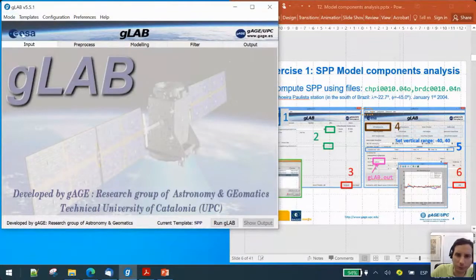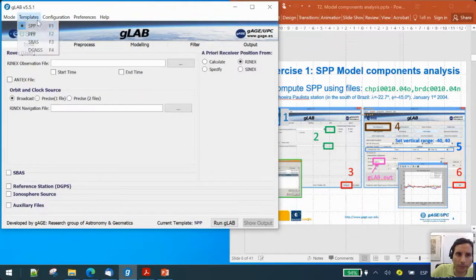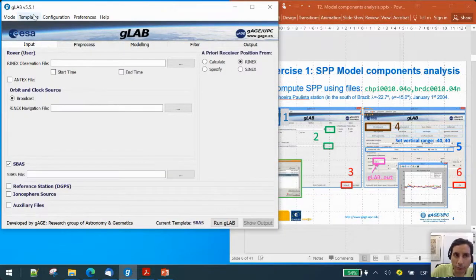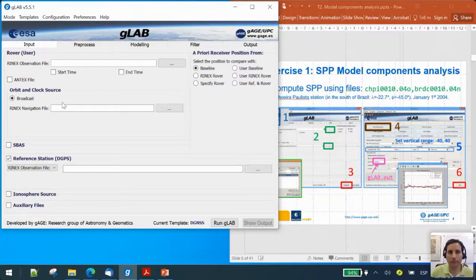So we are in the positioning mode. Inside the positioning mode, there are 4 templates. Depending on which template we are using, we will have one set of options or another selected.